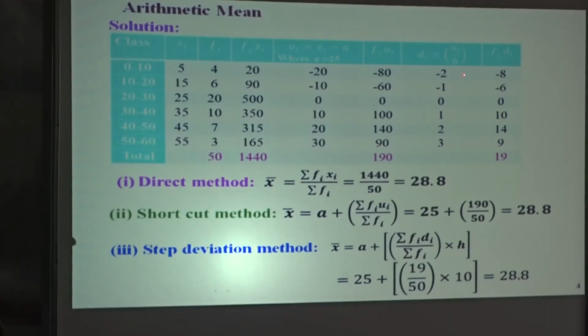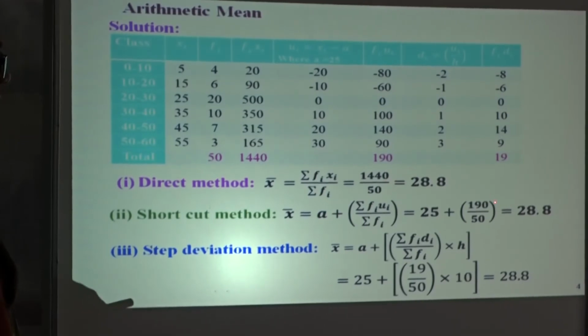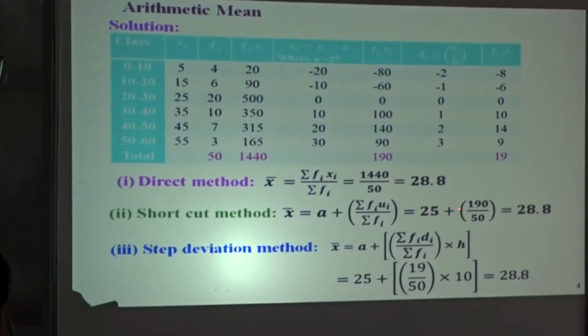Now, before moving to the step deviation, immediately I have to calculate our shortcut method or assumed mean. What's the value? X bar is equal to A plus sigma Fi Ui divided by total frequency, meaning sigma Fi. You substitute: A is 25 plus 190 divided by 50. You divide and then add 25, we get the same answer, 28.8.